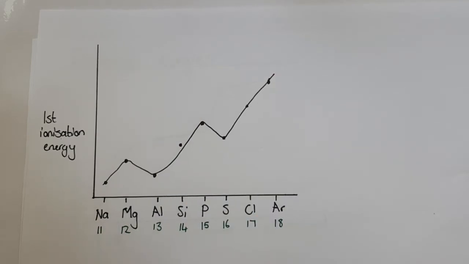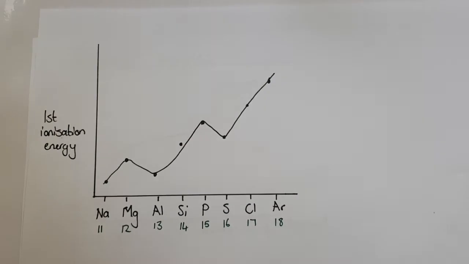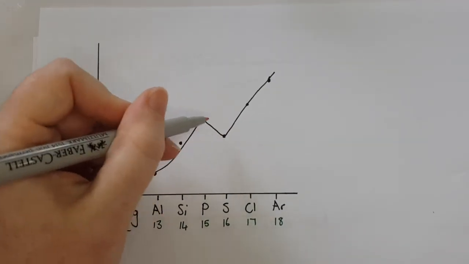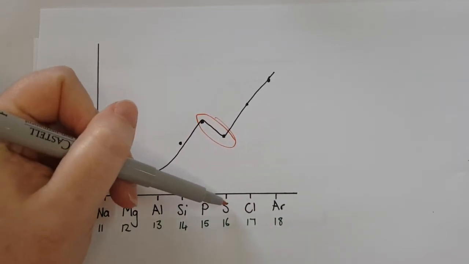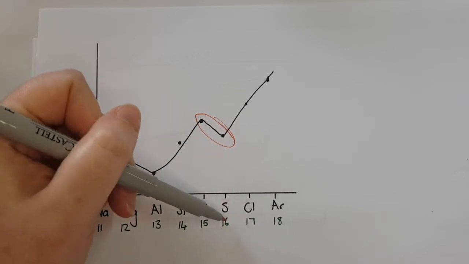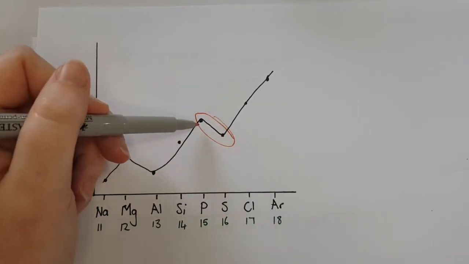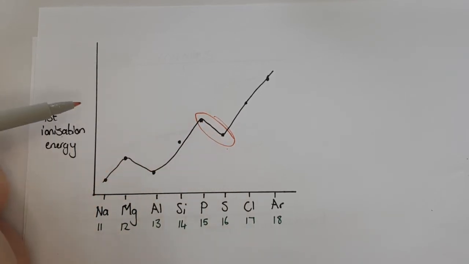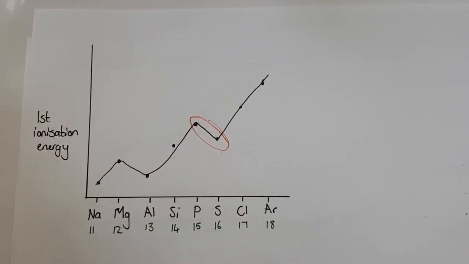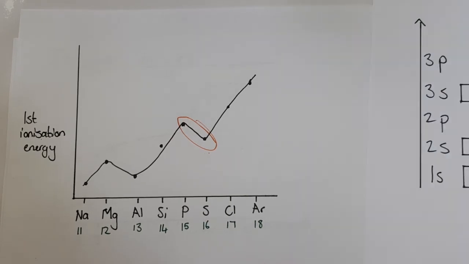But there are little dips, and we need to be able to explain why there are dips and why it doesn't just go straight up. So the first one would be between phosphorus and sulfur over here. You would expect, because sulfur has 16 electrons and 16 protons, that it should be higher than phosphorus, which is only 15, but it's not. The energy to remove that outermost electron is lower.